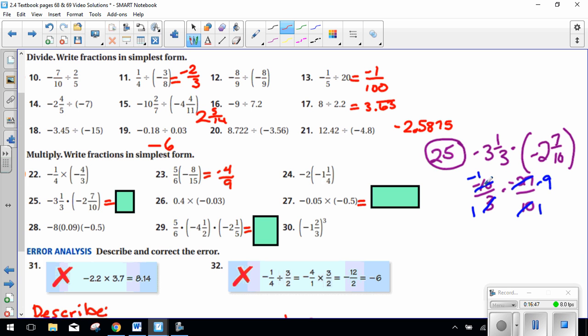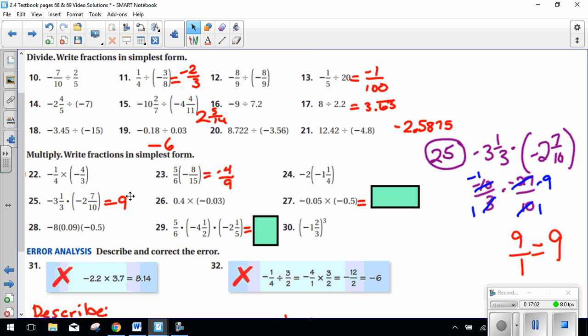Now I'm going to multiply straight across. Negative 1 times negative 9 is 9. And 1 times 1 is 1. So 9 over 1 is the same as 9. So either answer is okay. All right, let's move on to 27.